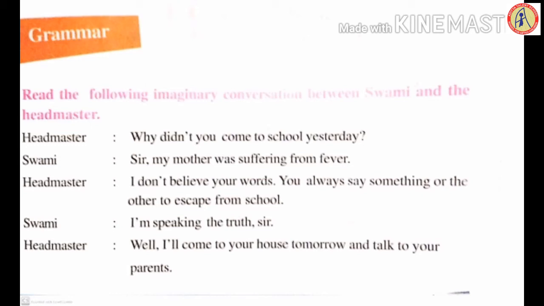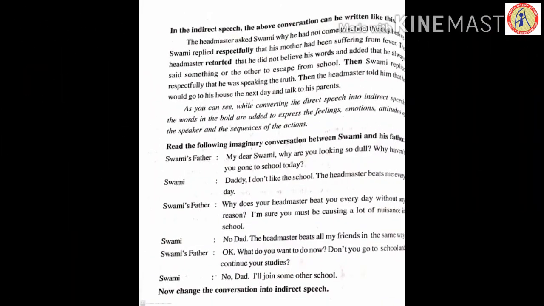Now, while changing this conversation into indirect, the above conversation can be written like this. Clearly mention how he is changing. It should be written as a paragraph, not like a single line. The headmaster asked Swami why he hadn't come to school the day before. Because why didn't you come to school yesterday? Yesterday changes to the day before. And didn't you come? Did plus V1, past tense changed to past perfect. So it had changed to why he hadn't come to school the day before.